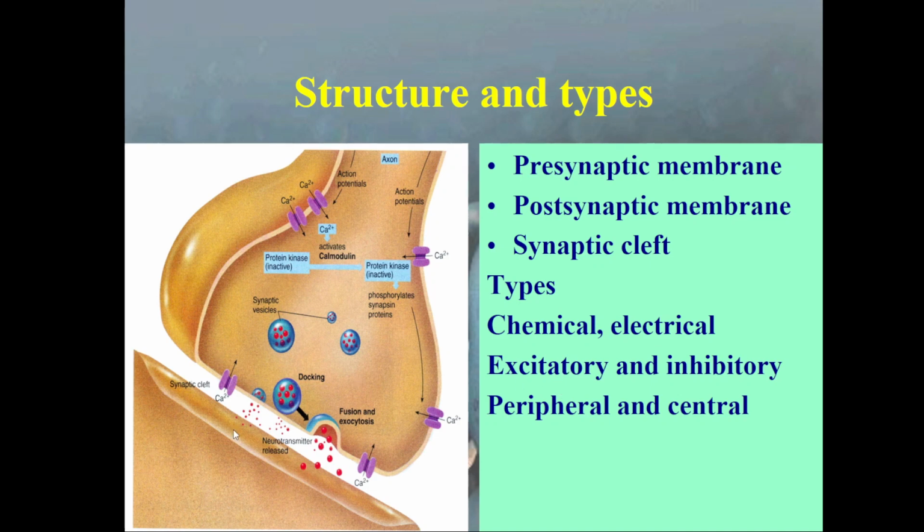The synapse, according to the effects, can be classified into excitatory and inhibitory. If it causes excitation of postsynaptic membrane, excitatory, and correspondingly inhibitory if postsynaptic membrane is inhibited. According to location, peripheral and central. The chemical synapse consists of presynaptic membrane, postsynaptic membrane, and in between them synaptic cleft. Presynaptic membrane is axon terminal, you see here, axon terminal with calcium ion voltage-gated channels. The postsynaptic membrane contains ligand-gated channels.